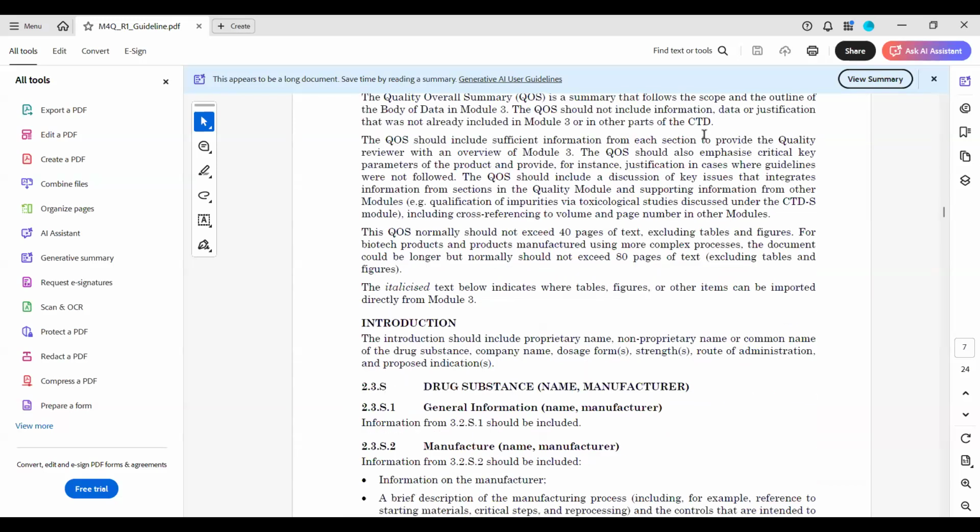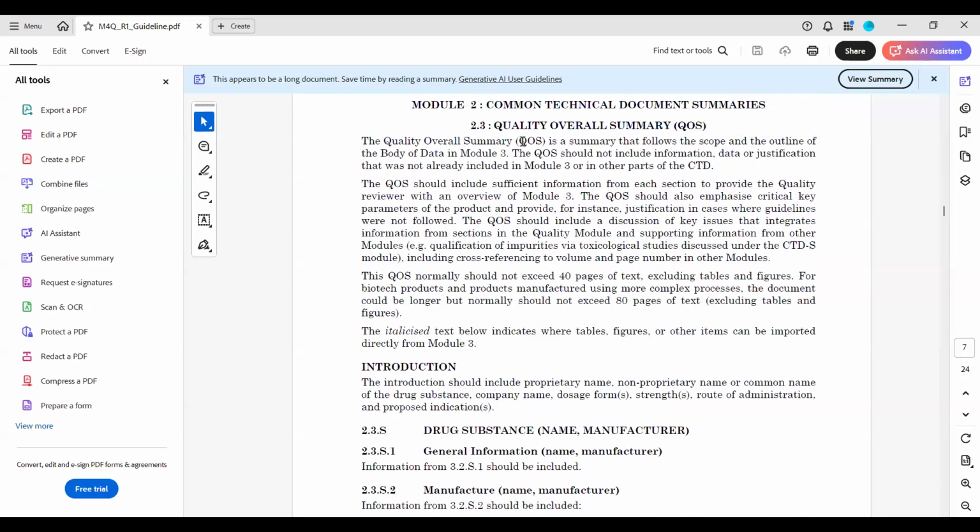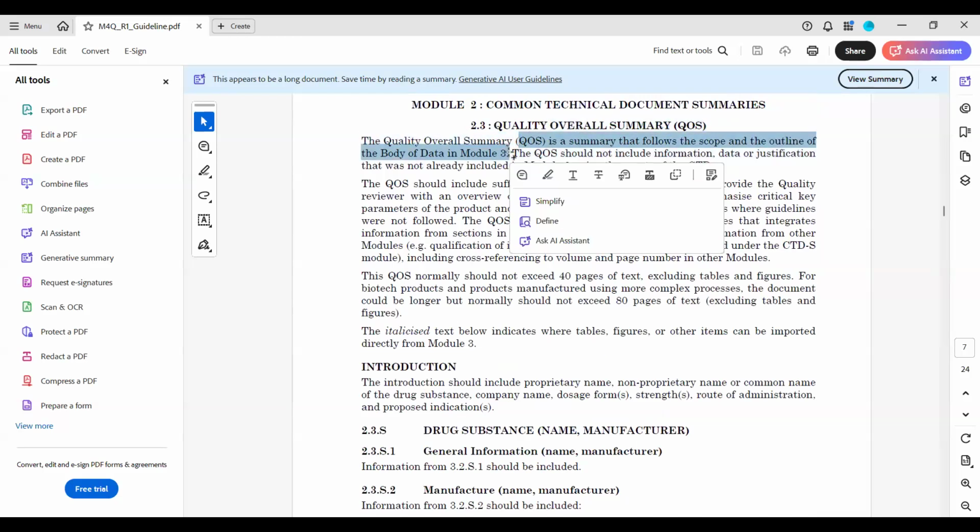Okay. So, yes, let's go to drug substance here. See, like it's written here, the quality overall summary is a summary that follows the scope and outline of the body of data in module 3. All the body of data that we are submitting in module 3, QoS is basically a summary of all the data. We do not provide a lot of numbers here in module 2. We only provide a summary of all the data that we've given and what it concludes.